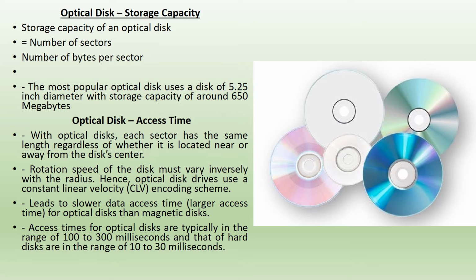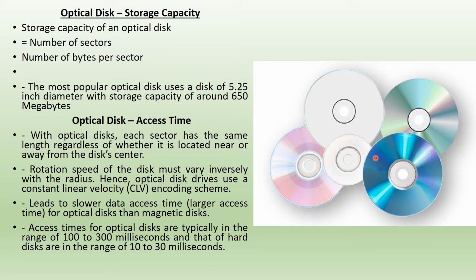All right, so the capacity. Remember, everything has to do with the storage capacity. The storage capacity of an optical disc equals the number of sectors times the number of bytes per sector. Almost the same as the disk drive. The most popular optical disc uses a 5.2-inch diameter with a storage capacity of around 650 megabytes. Here we have different examples: the regular CDs, and a DVD, which we will cover more ahead.